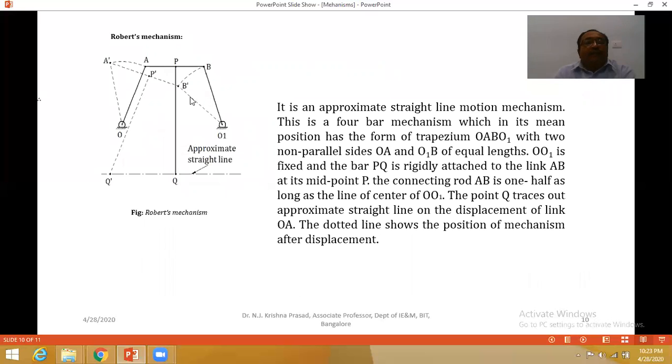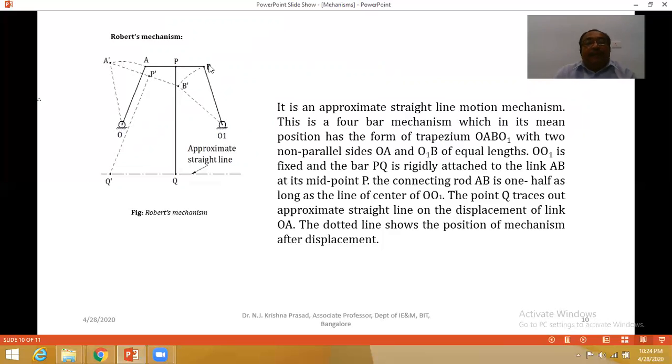Next, I move on to the last topic, the Roberts mechanism. The Roberts mechanism is used to draw an approximate straight line. In the mean position, the Roberts mechanism is in the form of a trapezium. The links OA and O1B are equal, and AB we should take approximately half of OO1, and join at this point.